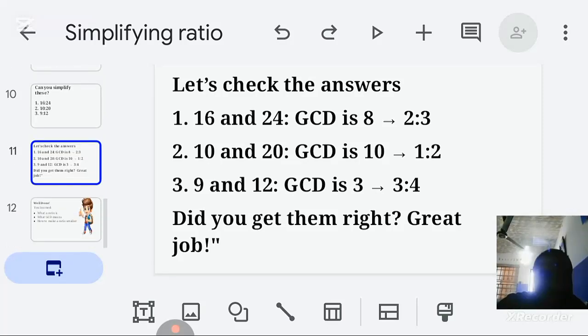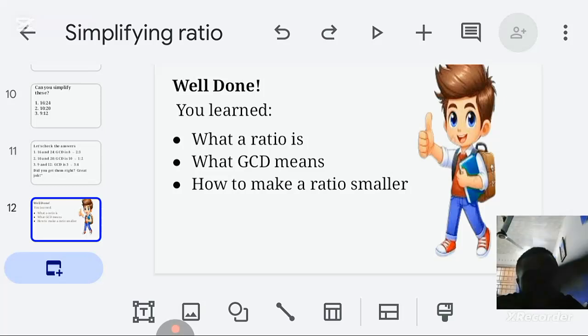Okay, now let us review. Well done. You've learned what a ratio is. You learned what GCD means, and you have learned how to make ratios smaller. You did an amazing job today. Now you know how to make ratios smaller using GCD.